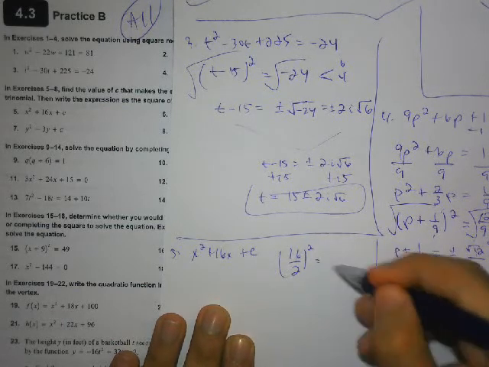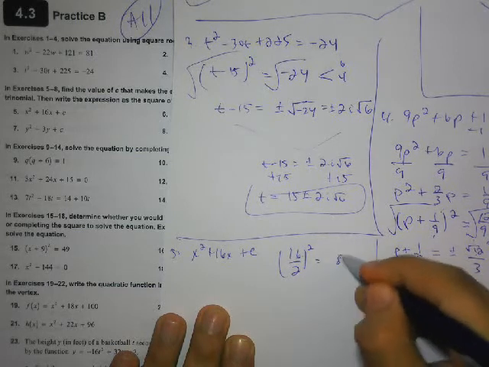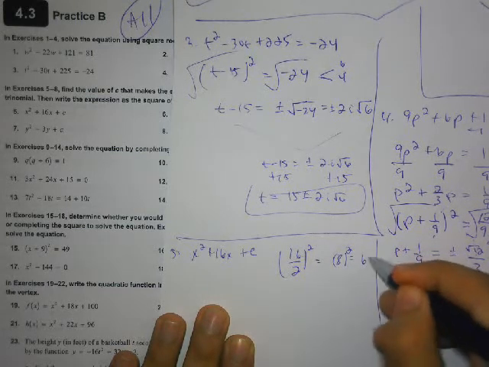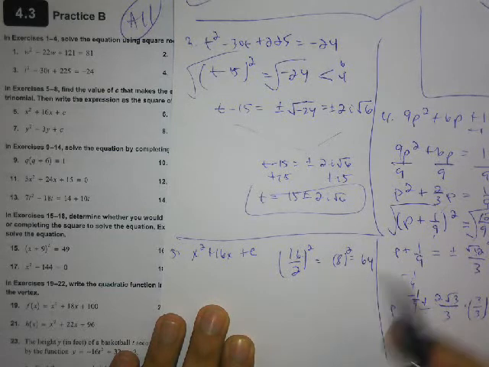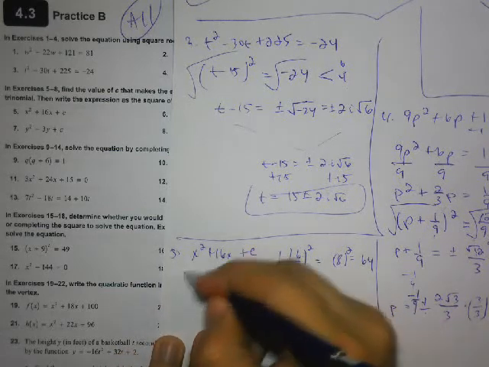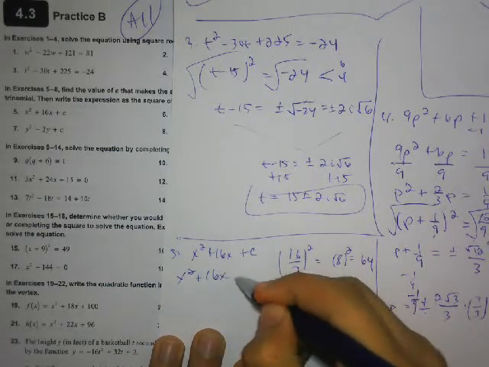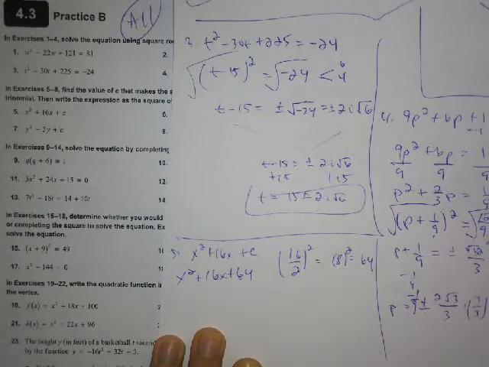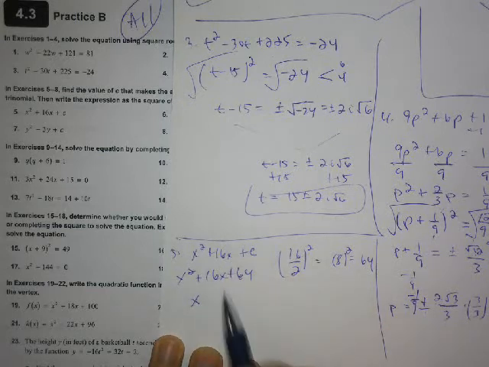And if we want it as a binomial squared, then that is just x plus, we always take the sign of the middle term, and then half of the middle term, which was 8, plus 8 squared. Final answer.